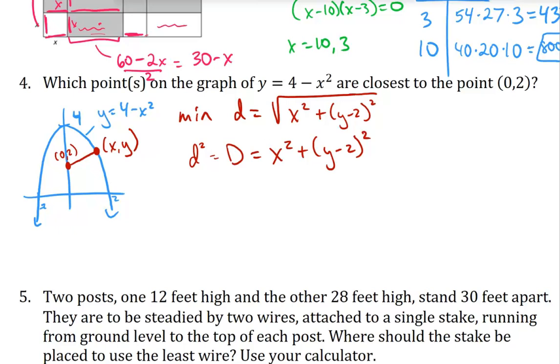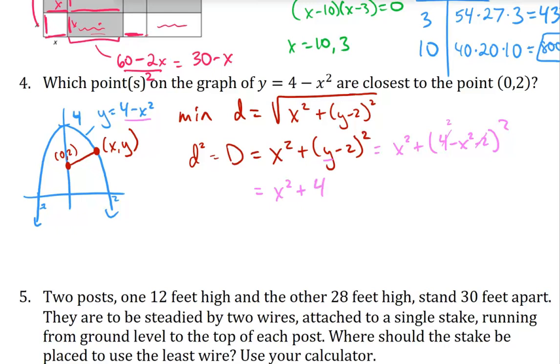Okay, so this is now the thing that I'm going to try and minimize, and I do need to do some substitution. I know that y is equal to 4 minus x squared, so I can replace y with 4 minus x squared, which gives me x squared plus the quantity 4 minus x squared minus 2 squared, which becomes x squared plus, so 4 minus 2 is a 2. The quantity 2 minus x squared squared, I can stop here and I can do the chain rule with my derivative, or I can go ahead and just expand that.